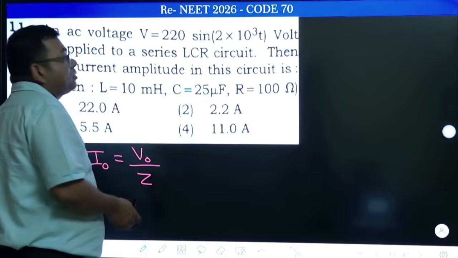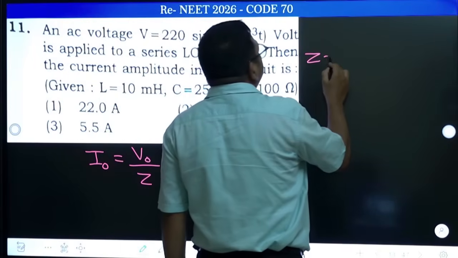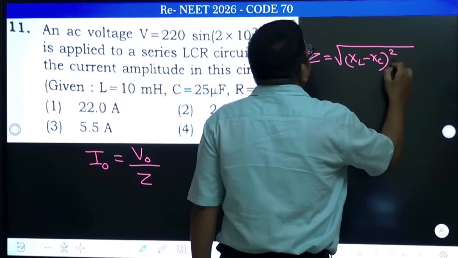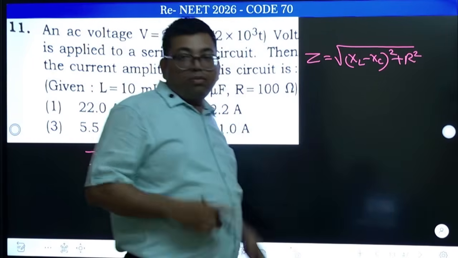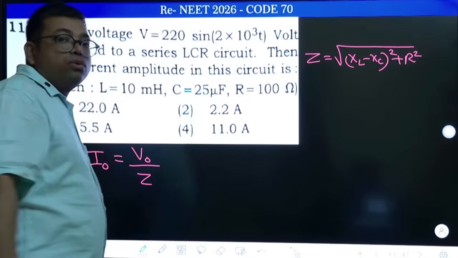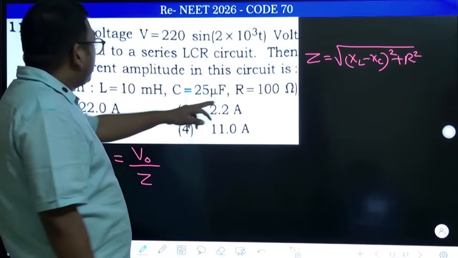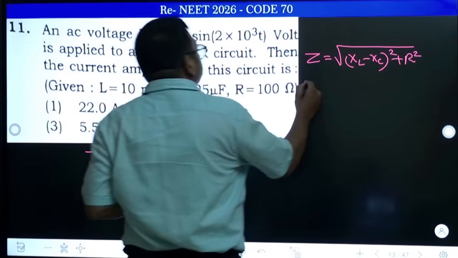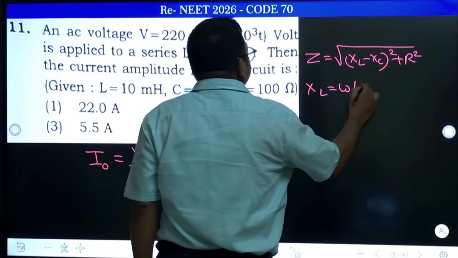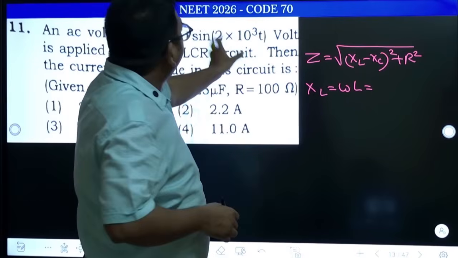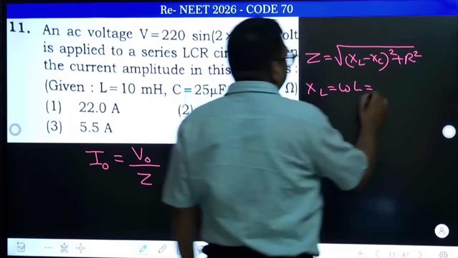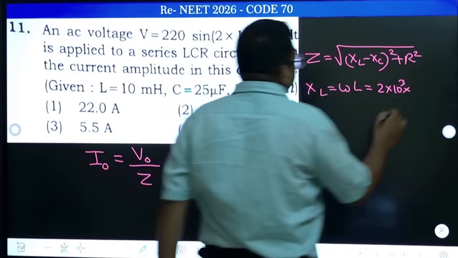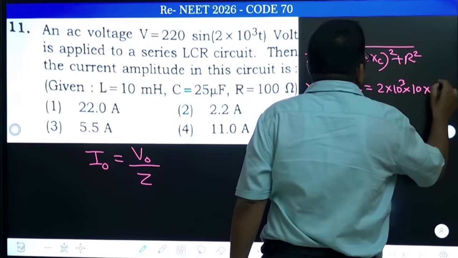Impedance Z you calculate. Everyone knows how to calculate Z: root under (XL minus XC) whole square plus R square. We know how to do this calculation, correct? R is given. You need to just calculate XL and XC first. So what is XL? XL is omega L, and omega is 2 into 10 to the power 3. Inductance L is 10 milli, milli means 10 to the power minus 3.